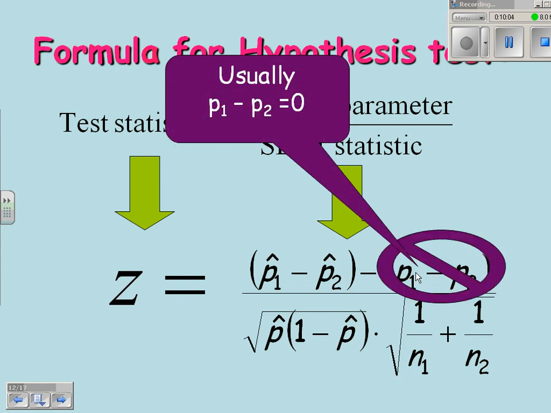And as I said, usually this is your population parameter. Usually we're saying P1 is equal to P2, or rho 1 is equal to rho 2, and that would be 0 in that case.